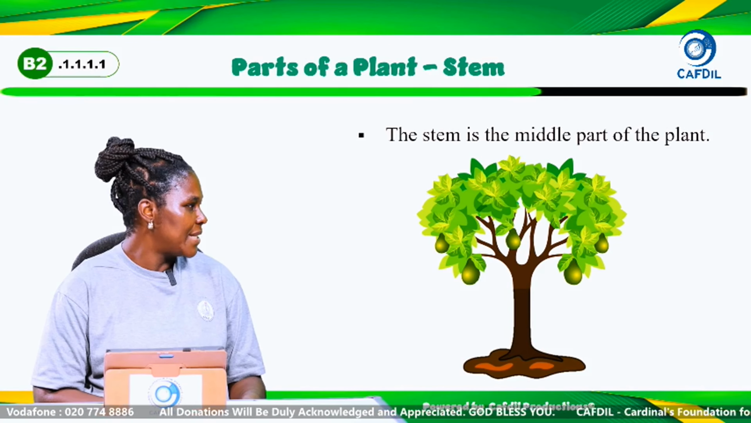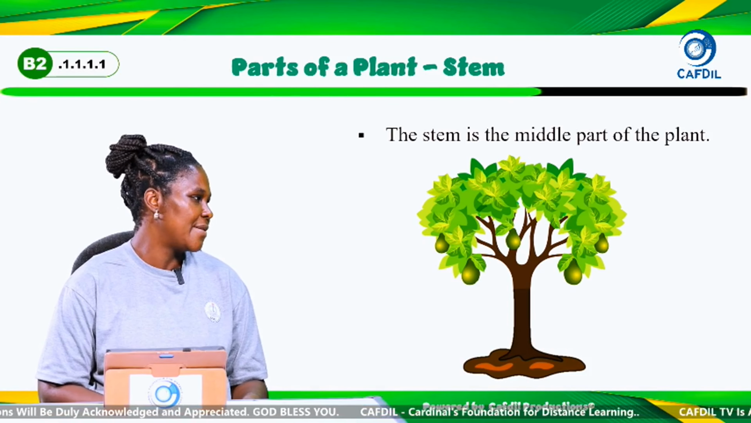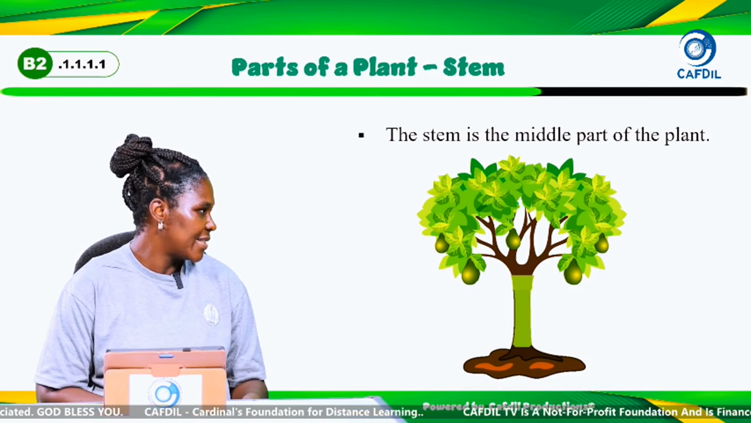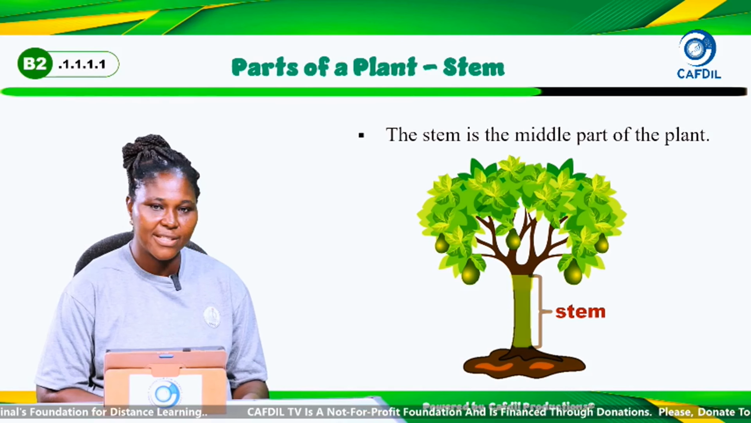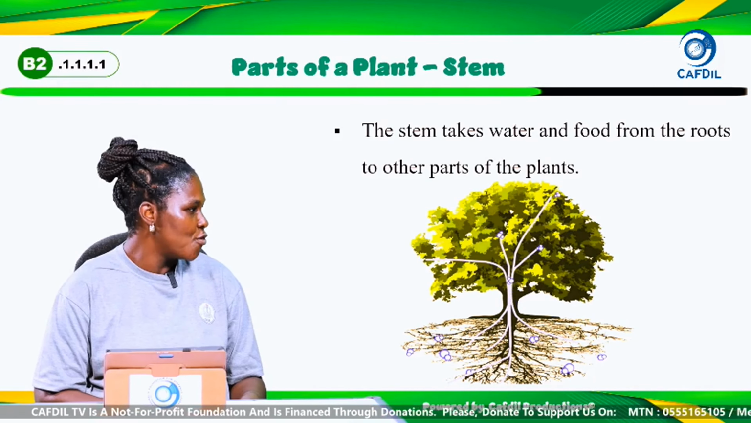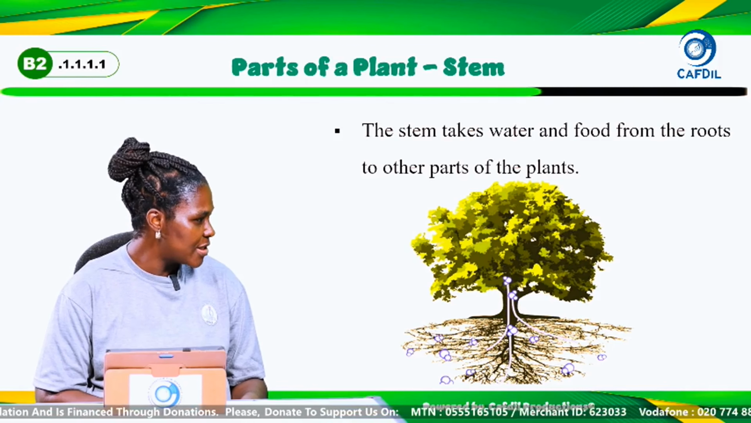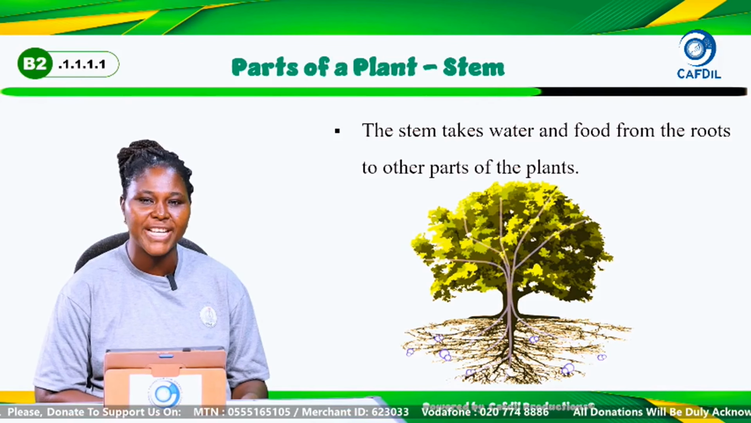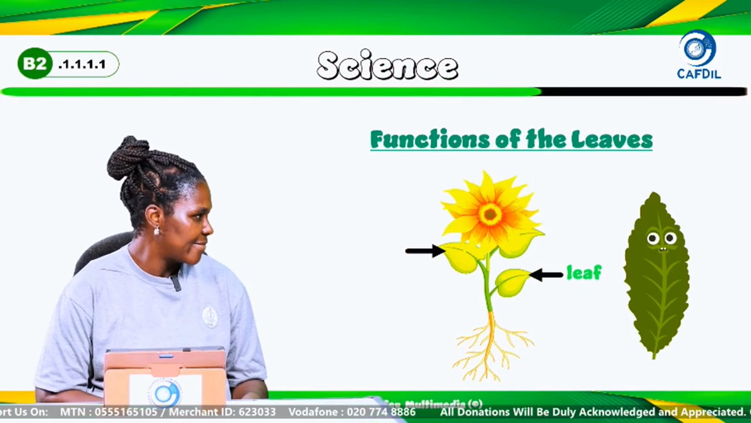The stem is the middle part of the plant. So where is the stem? The stem is the middle part of the plant. Yes, this is the stem. Good. The stem takes water and food from the roots to other parts of the plant. So from the roots, the water and the nutrients or the food will pass through the stem to the other parts of the plant.